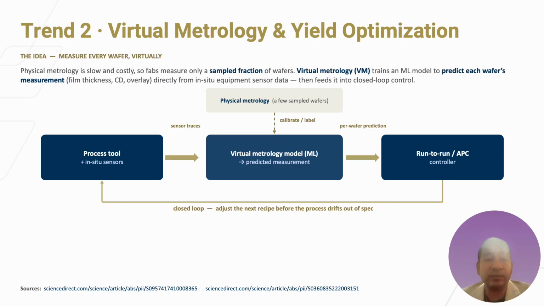The smarter way is trend 2, virtual metrology. Real measurement tools are slow and expensive, so a fab can only measure a sample of wafers and hope the rest are similar. Virtual metrology trains machine learning models to predict each wafer's measurement directly from the equipment sensor readings, things like temperature, pressure, gas flow, with no extra measuring steps. That prediction feeds a control loop. The model estimates how the wafer turned out, and the controller adjusts the recipe for the next wafer before the process drifts out of spec. So sparse, after-the-fact sampling becomes continuous, wafer-by-wafer feedback.